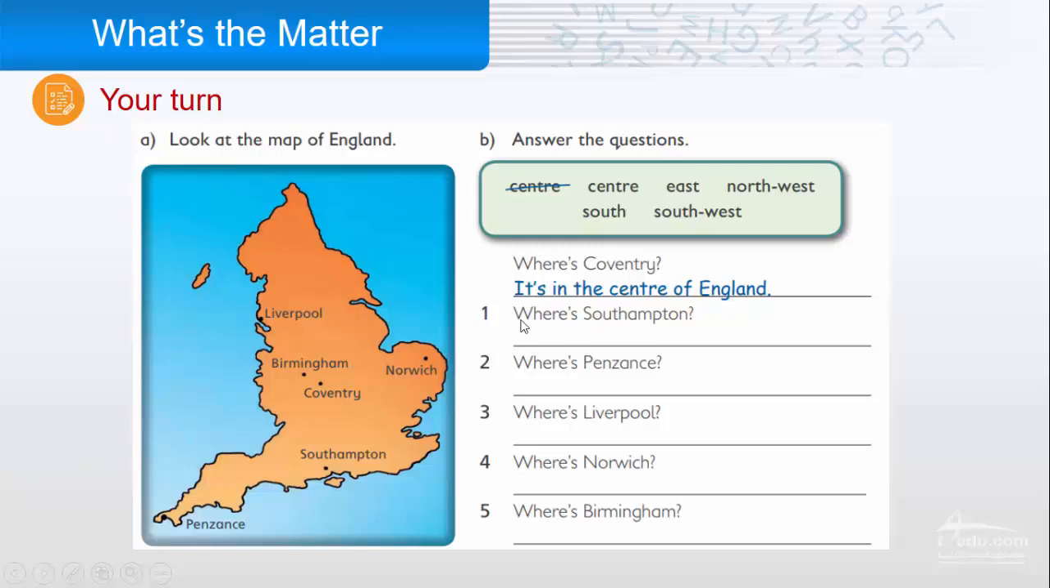1. Where's Southampton? It's in the south. 2. Where's Penzance? It's in the southwest. 3. Where's Liverpool? It's in the northwest. 4. Where's Norwich? It's in the east. 5. Where's Birmingham? It's in the center.